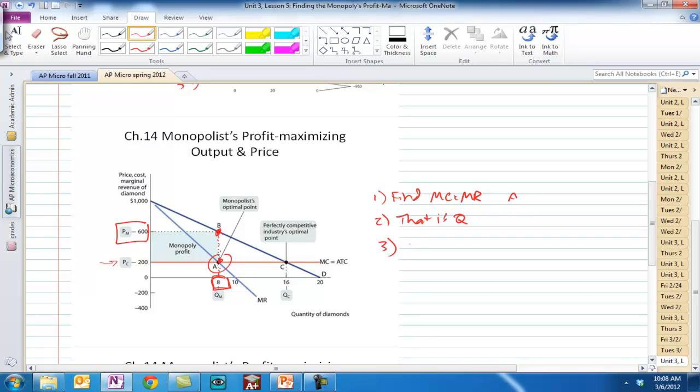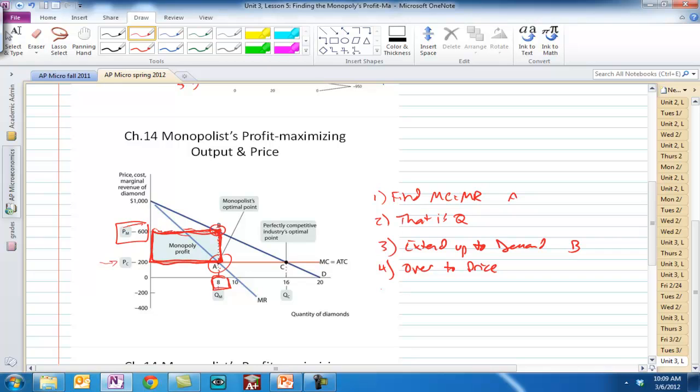Then extend that line up to the demand curve. Extend up to the demand curve up here. That's point B. And then extend that over to the y-axis to get your profit maximizing price. There's our price of 600. Finally, last step here to show your profit. Notice that that is shown here on the graph this way.